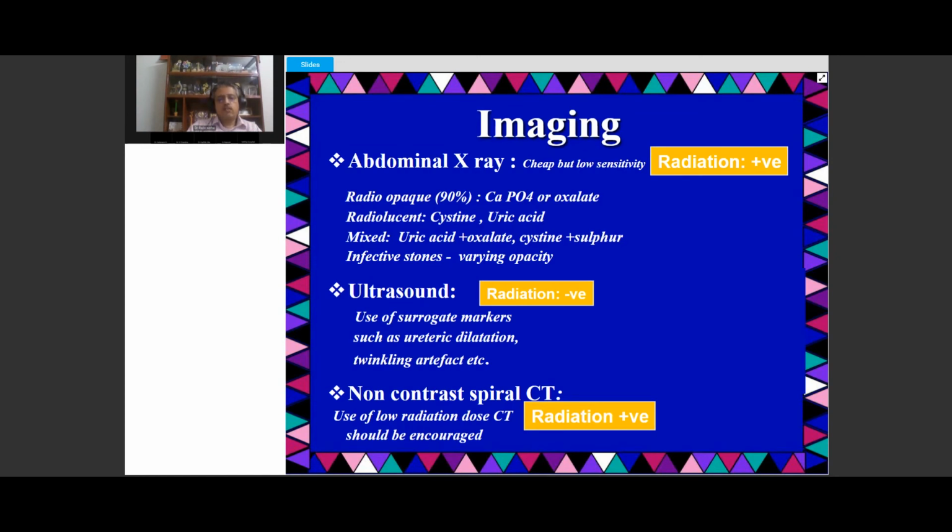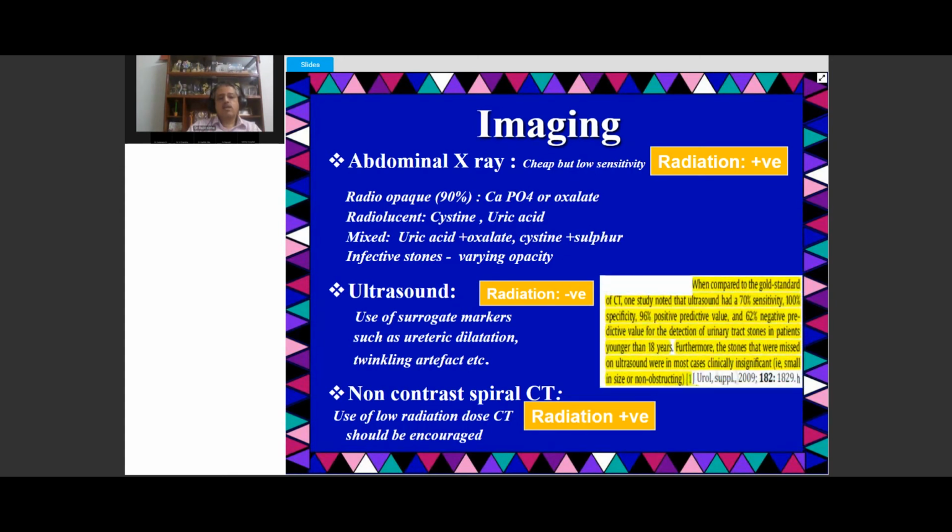So this is about the imaging. One line summarizes it all: ultrasound is the best modality at the moment in pediatrics. Definitely, ultrasound has a low sensitivity when compared to CT scan. One of the studies said that it has a 70% sensitivity and 62% negative predictive value. But that study itself showed that the stones that are missed by ultrasound are usually small.